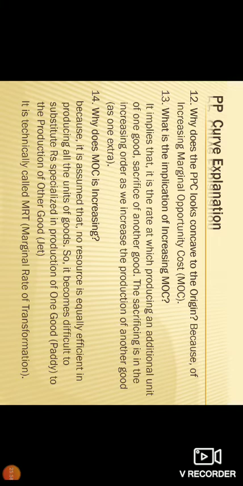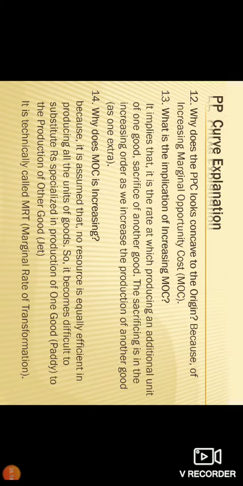Okay. They have asked the direct question. What is the direct question? Why does the PPC curve look concave? The answer is very simple: increasing marginal opportunity cost, IMOC or increasing MOC. What is the implication of increasing MOC? The implication means, how does it work?